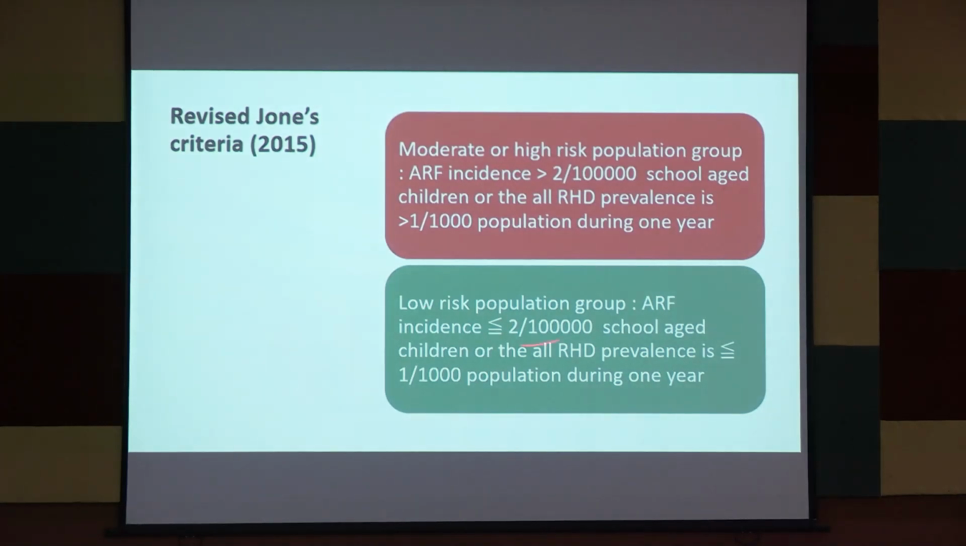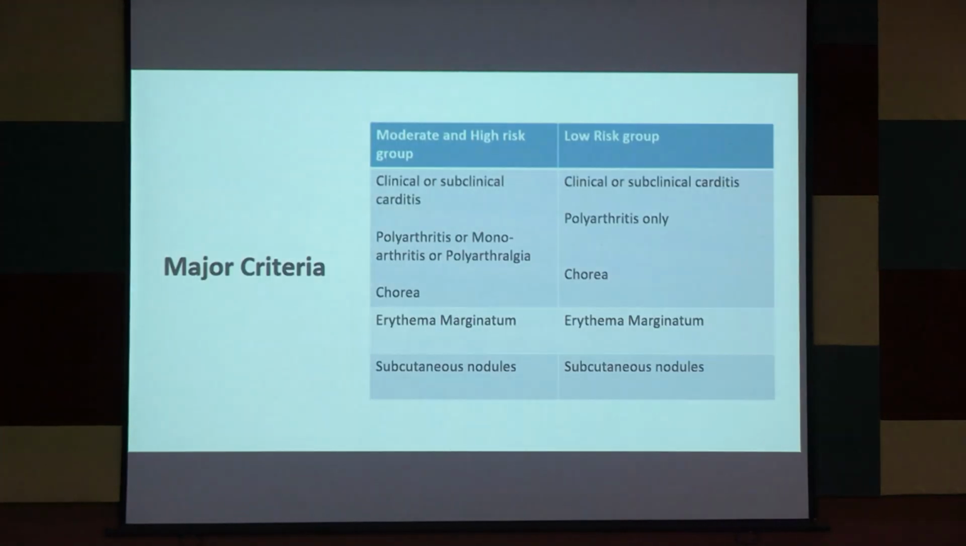There are two groups: low risk population and high risk population. Moderate or high risk population means acute rheumatic fever incidence is more than 2 per lakh, or prevalence is more than 1 per 1,000. This is high prevalence. Remember, you should know rheumatic fever in detail. Okay. Low risk population means rheumatic fever incidence less than or equal to 2 per 1 lakh, or prevalence less than 1 per 1,000. It is very easy to remember. Yeah. Total population and prevalence. The formula is easy.